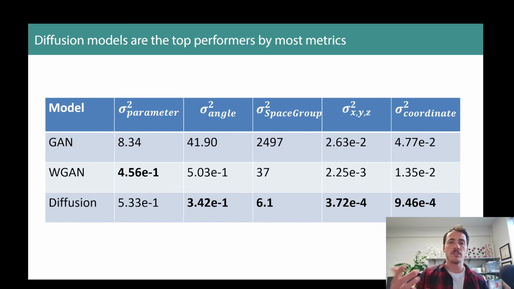And since we're talking about GANs in this video, what we found is that the basic GAN was not very good. If you look at the variance in predicting lattice parameter, it was pretty big. It didn't know what lattice parameter to use. It had no idea what space group to use. Like this is the variance squared of space group, so it had no idea. But as you move towards Wasserstein GANs, it got way better. And when you got to diffusion models, which will again, 2 videos out, it was even better, right?